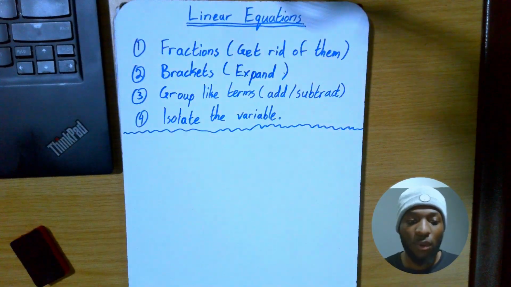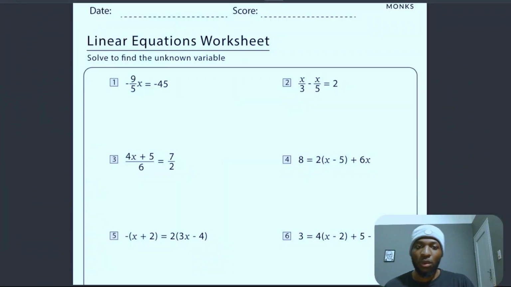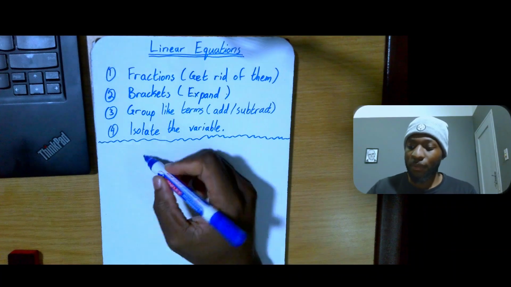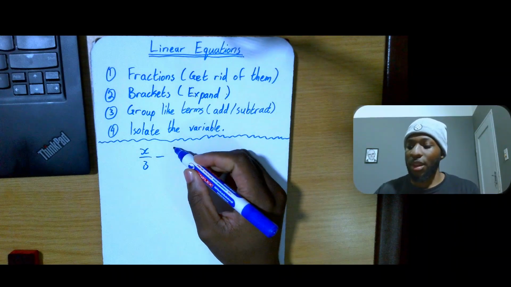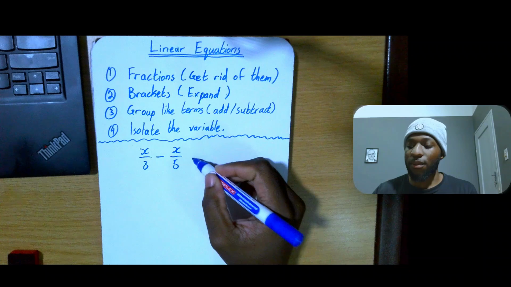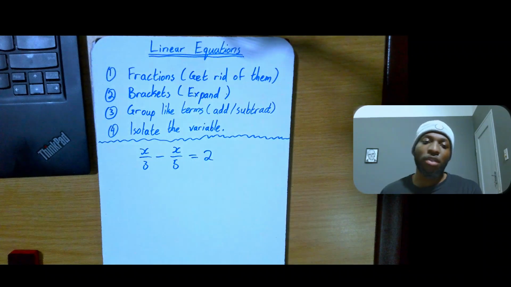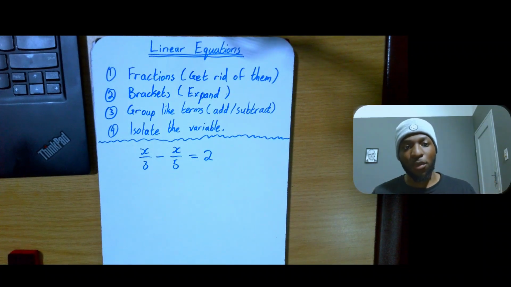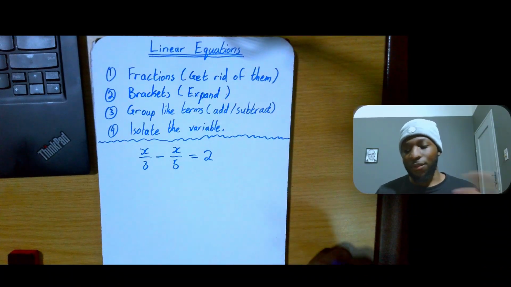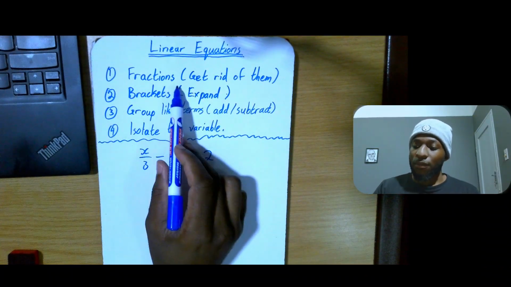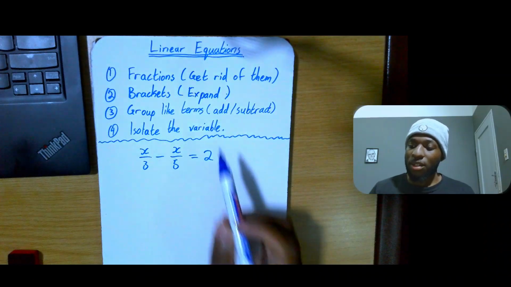In number 2 we have x over 3 minus x over 5 equals 2. This is what we are dealing with, and we have to solve for x. Now this looks tricky for most people, but for us, we already know what to do. We've got these steps. First, we look for the fractions, and once we find them, we need to get rid of them.